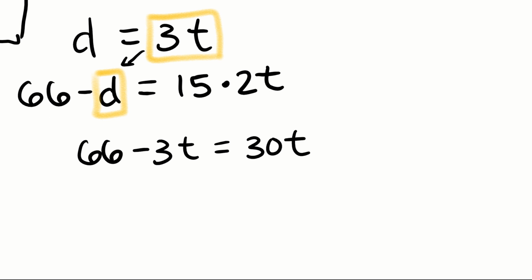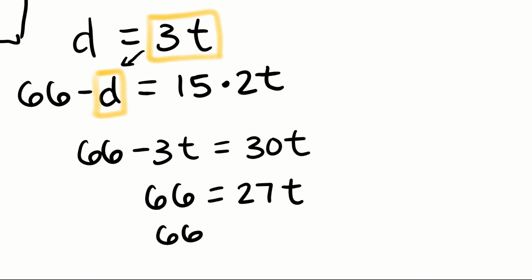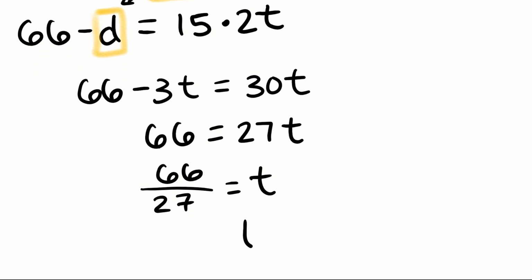If I take away 3t from both sides, I get that 66 is equal to, what is it, 27t. And then 66 divided by 27 would equal t. I'm embarrassed to say, but I am grabbing a calculator here. 66 divided by 27 is 2.4 repeated. So t is approximately 2.4 hours.